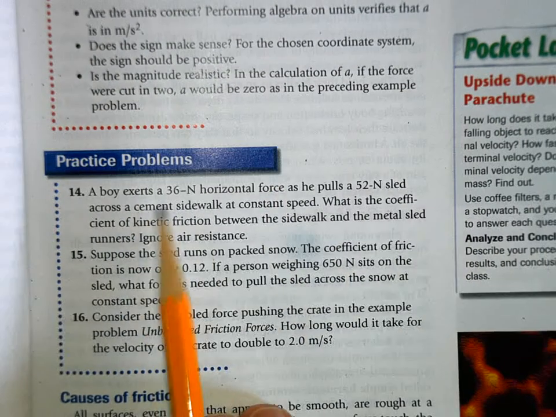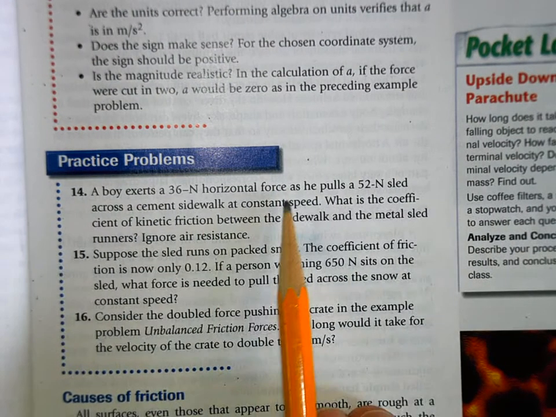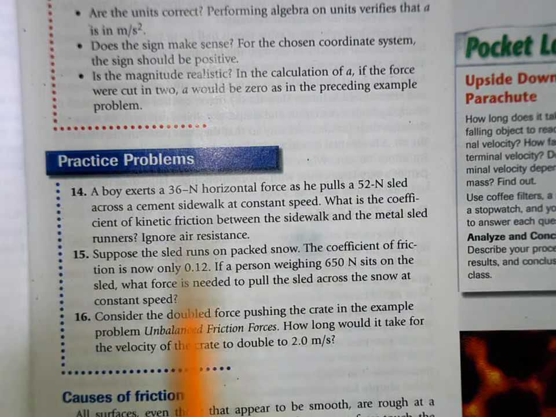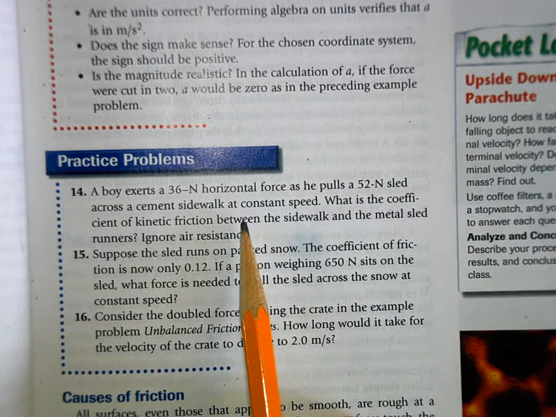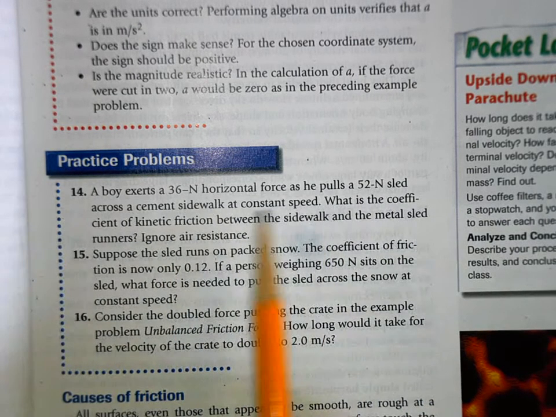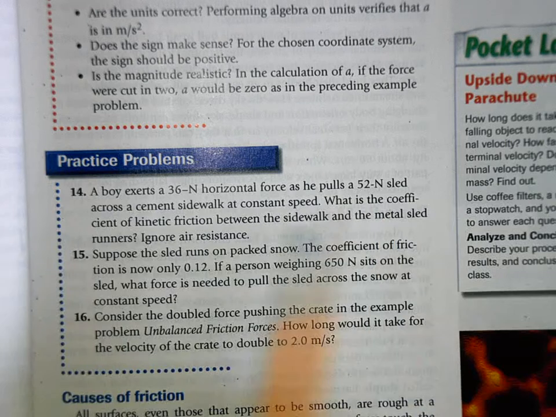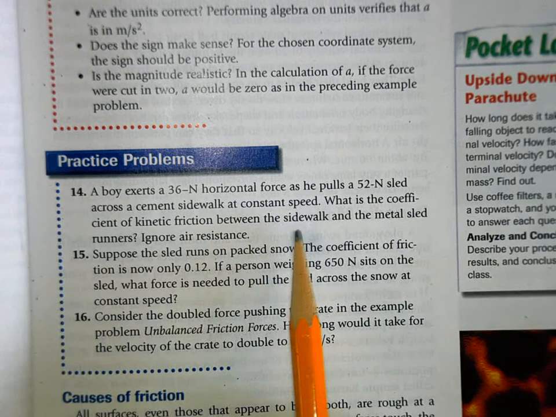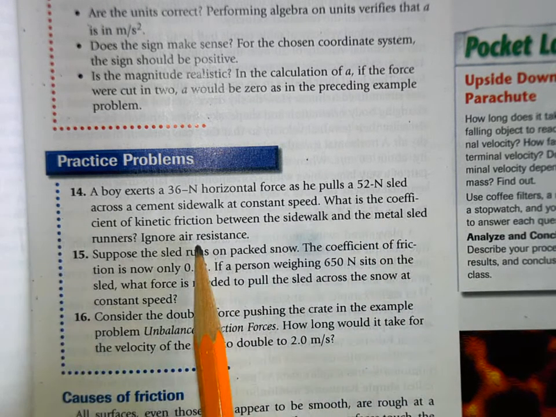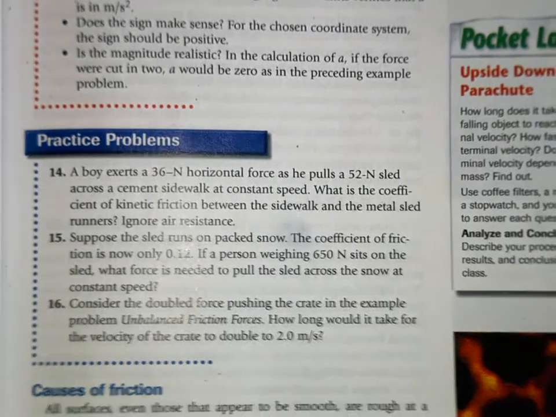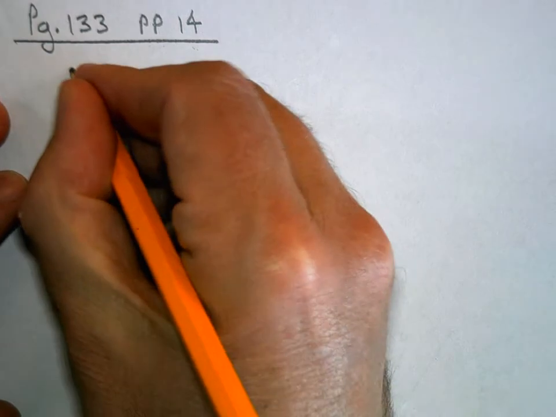It says, a boy exerts a 36 Newton horizontal force as he pulls a 52 Newton sled across a cement sidewalk at a constant speed. Constant speed. What is the coefficient of kinetic friction between the sidewalk and the metal sled runners? Ignore air resistance. So let's apply the procedure to that given.